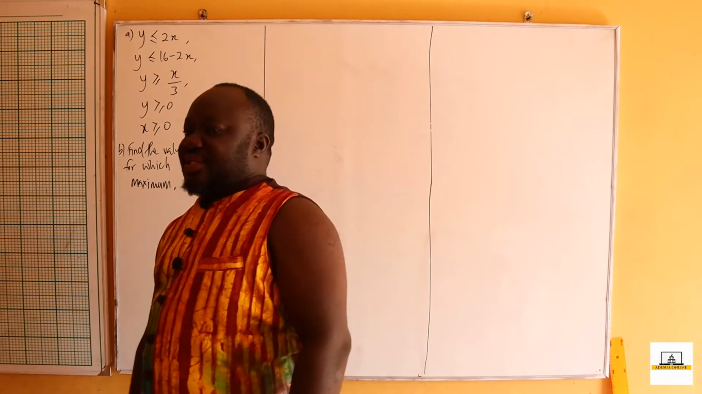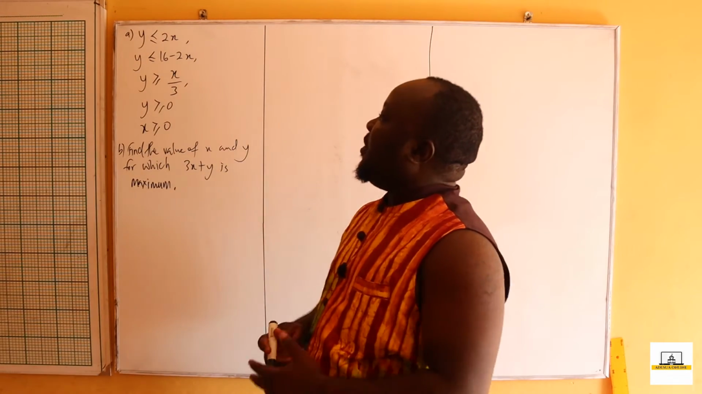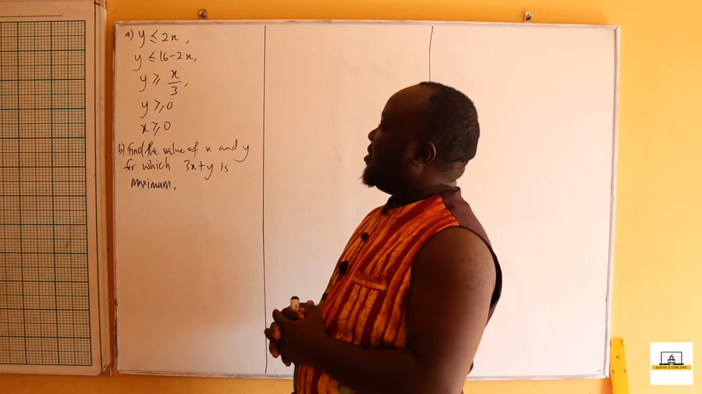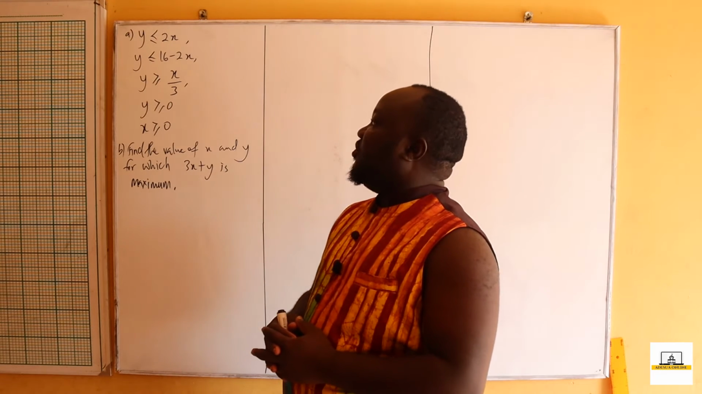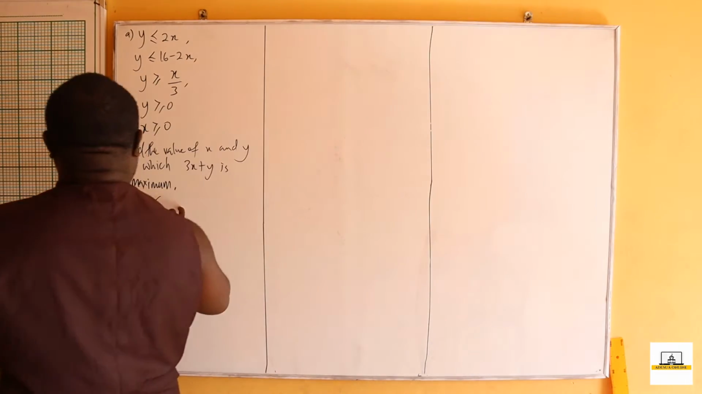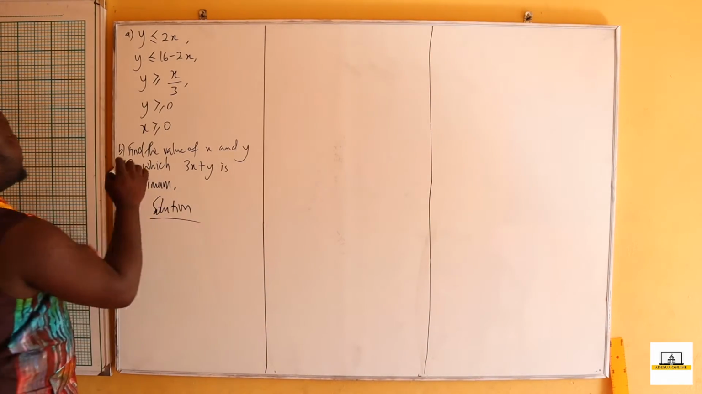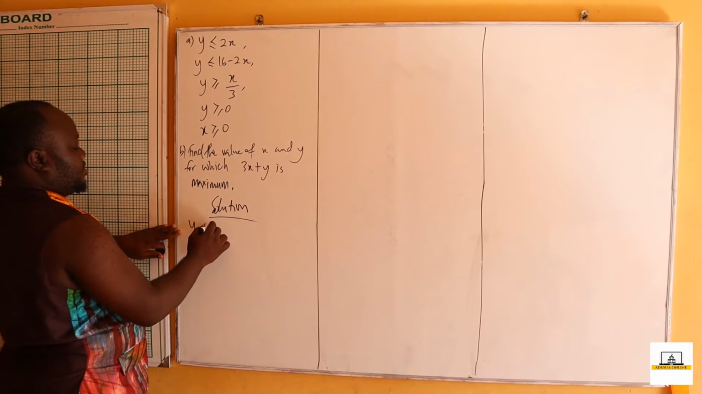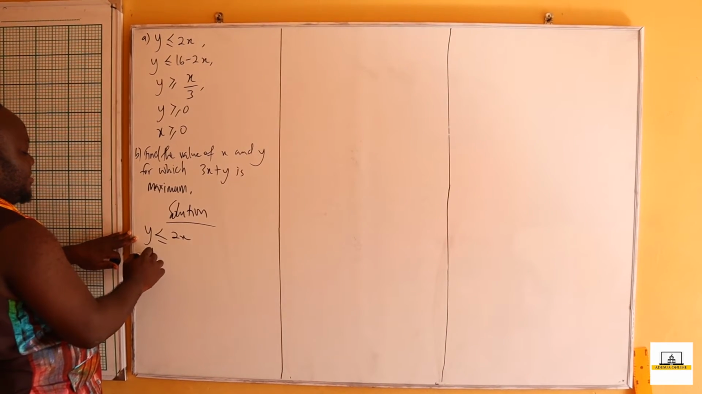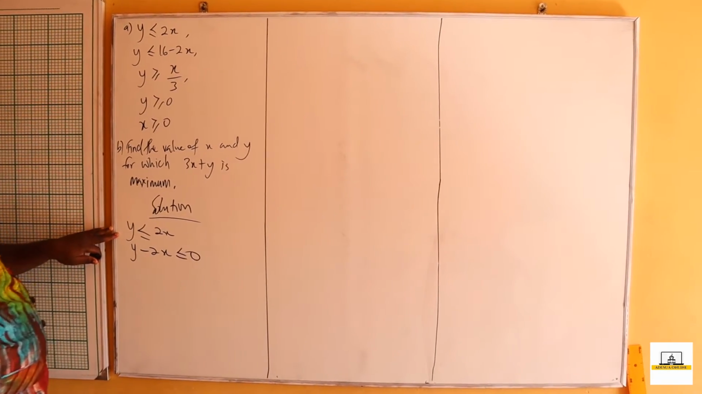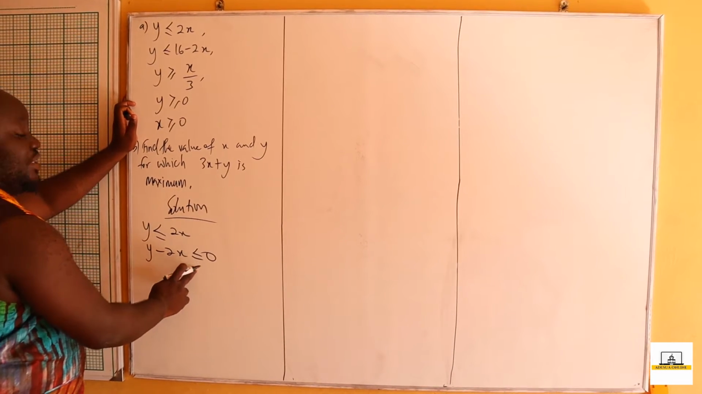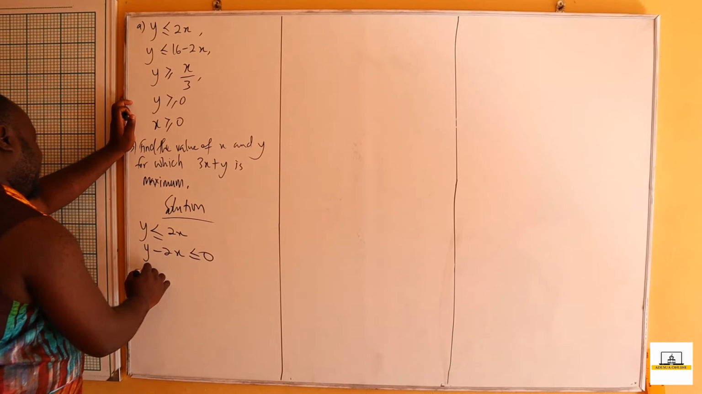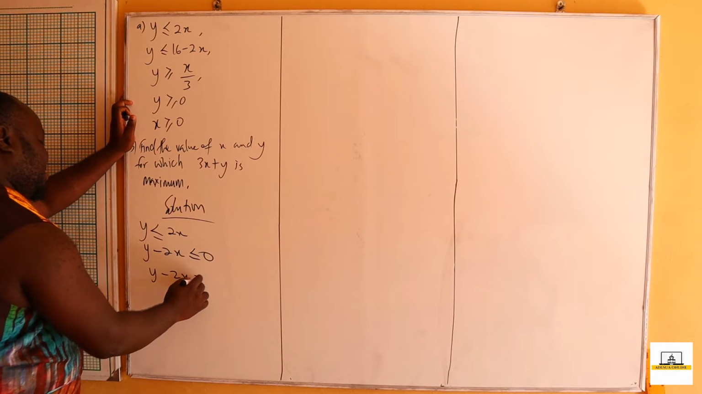The first thing we are going to do is, we have our inequalities here, and realize that we have y is less than 2x. So we are going to pick each of them. If possible, we find their x and y intercepts. So we pick the first one in our solution, which is y is less than or equal to 2x. This can be written as y minus 2x is less than or equal to 0. For me to find my x and y intercepts, I'm going to change this sign to equal to. So my equation now becomes y minus 2x is equal to 0.